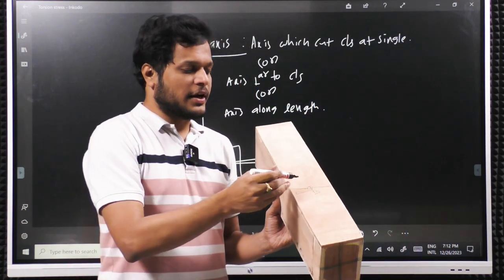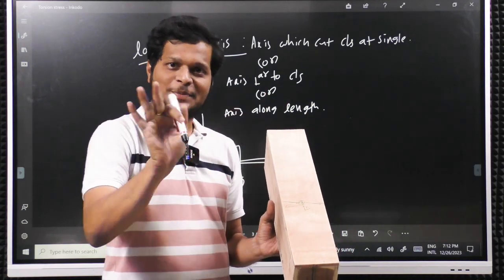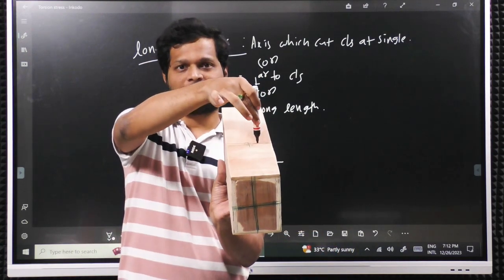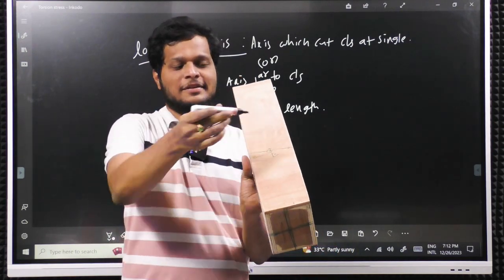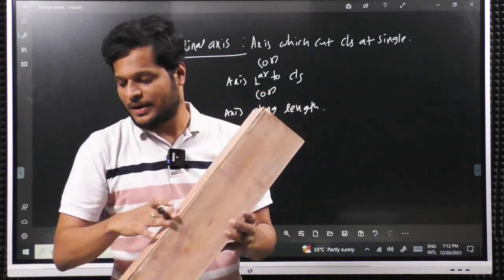Because the centroid is here, I am applying the load here. Okay, in the front view it looks like it is meeting, but it is not really meeting. You can see it is not meeting. The longitudinal axis will be passing through this. So it is not meeting.